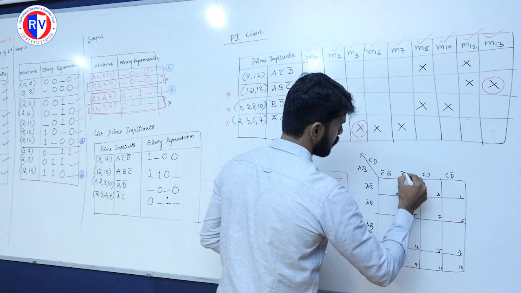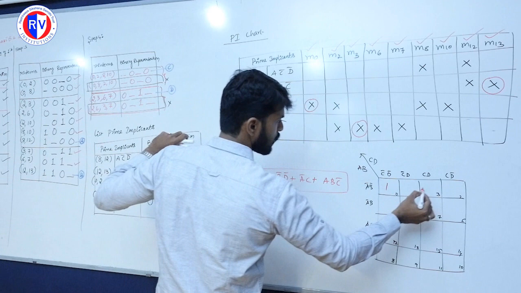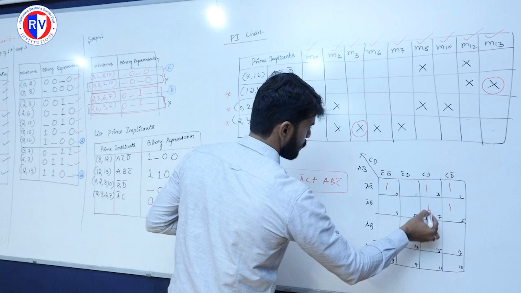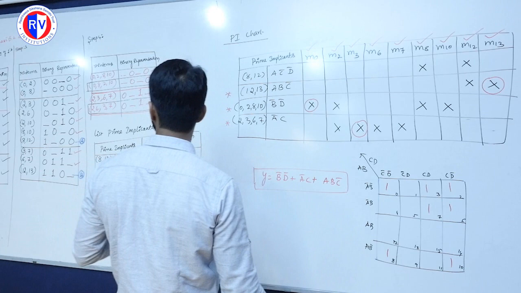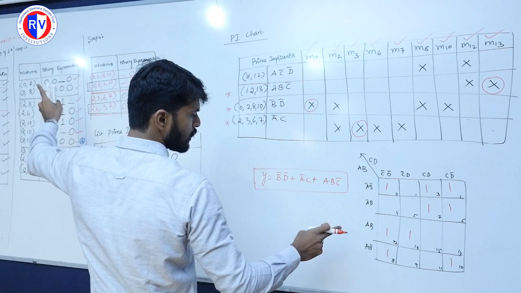From the problem, 0 is there, next 2 is there in the position. Next 3 is there in the position. 6 is there. 7 is there. 8, 10, 12, 13. Once again, we will cross verify: 0, 2, 3, 6, 7, 8, 10, 12, and 13. So now we need to check that.